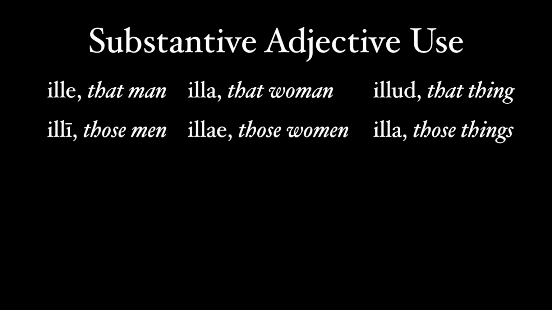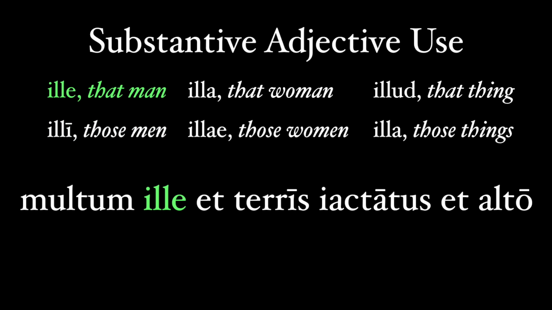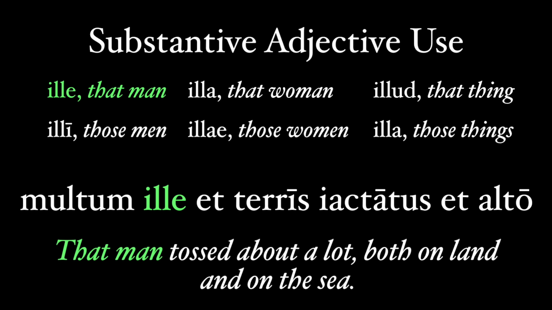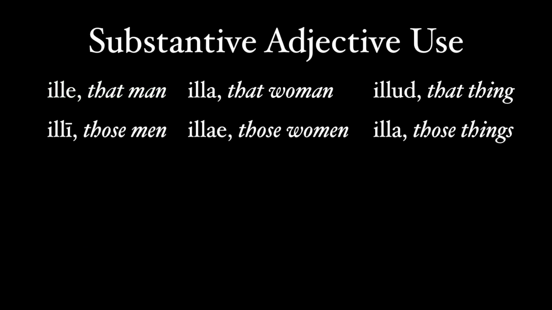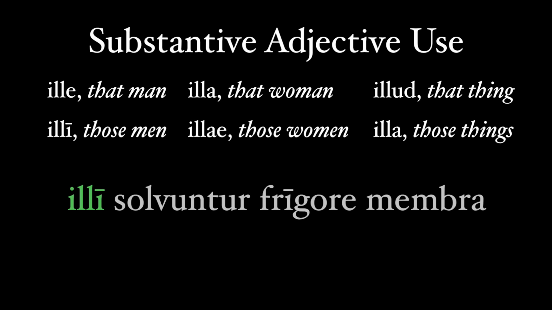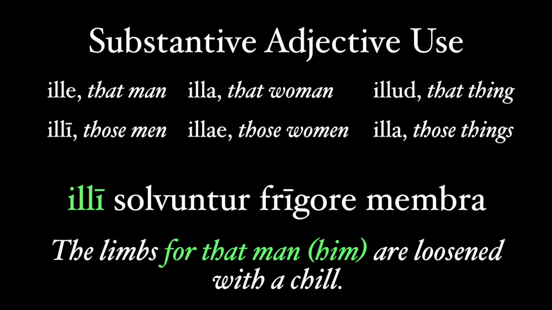Virgil writes at the beginning of the Aeneid, multum ille et terris iactatus et alto. That man tossed about a lot, both on land and on sea. And at the very end, Virgil writes, after Aeneas deals the final blow to Turnus, illi solvuntur frigore membra. The limbs for that man, for him, are loosened with a chill. The illi shows a quick change in reference. Before Aeneas was the subject, but now the illi means we are thinking of someone else, that man, his opponent.